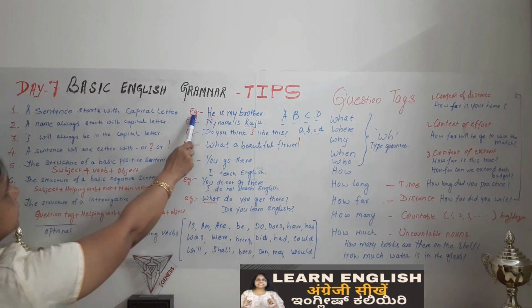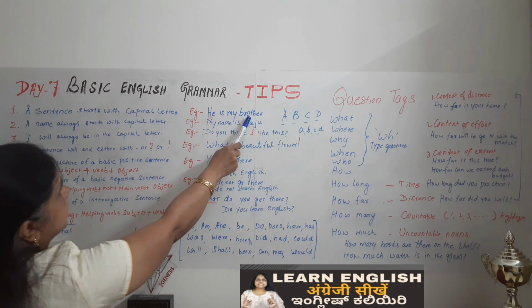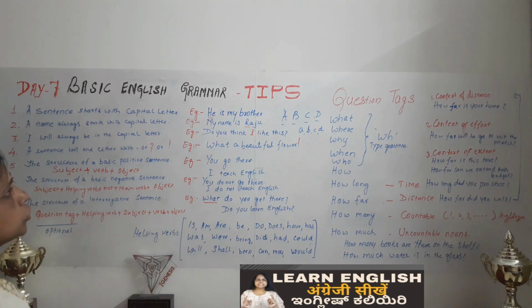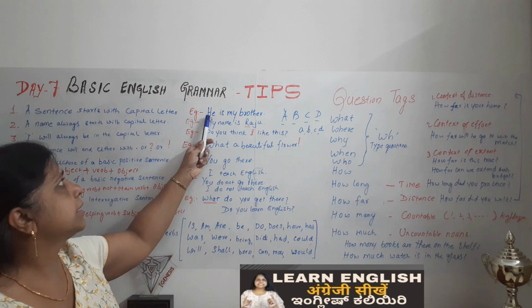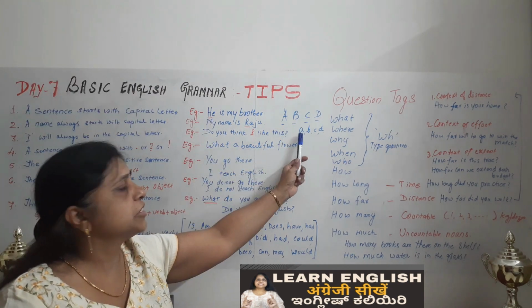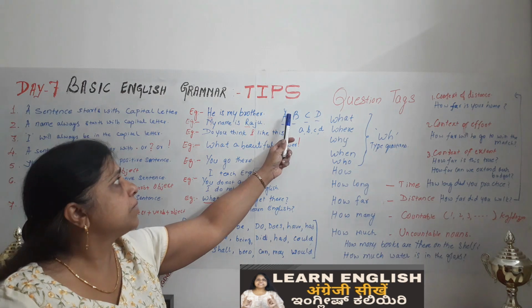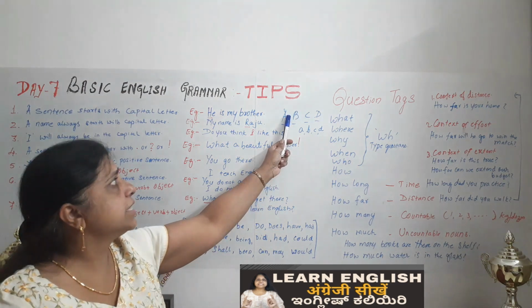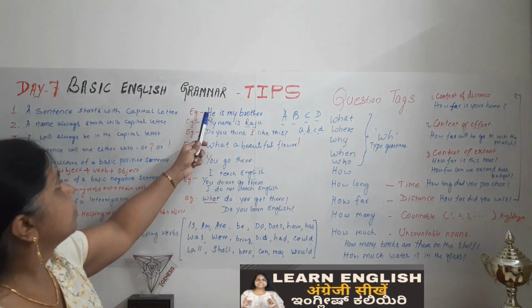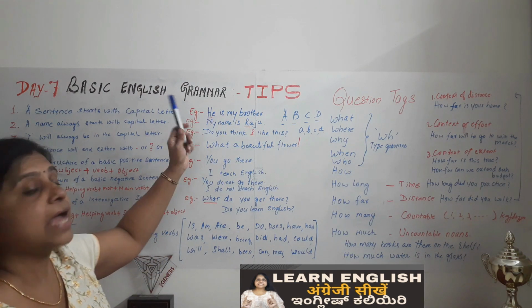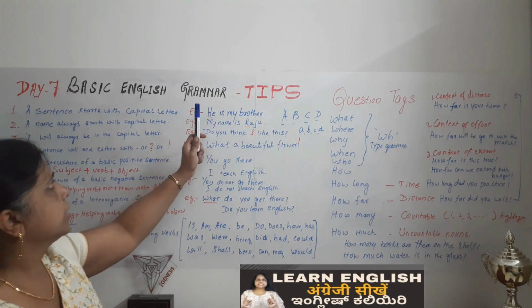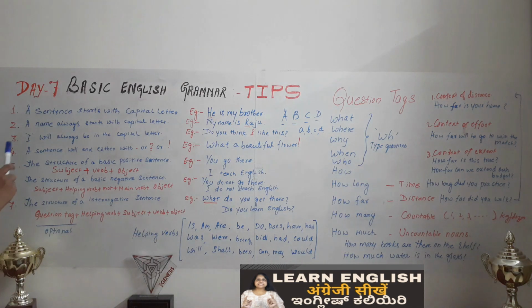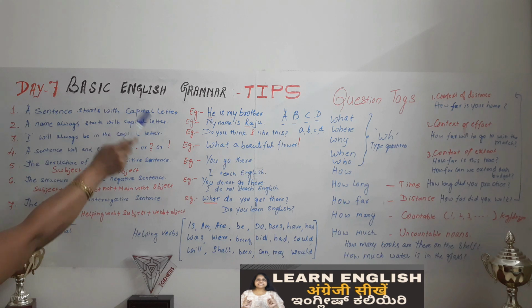For example, he is my brother, in this, H. So the first letter should always be in capital. It's the capital letters, it's the lower letters. So upper letter, lower letter. Basically it's called a capital letter. So the first letter should be a capital letter in the beginning of a sentence. Got it?